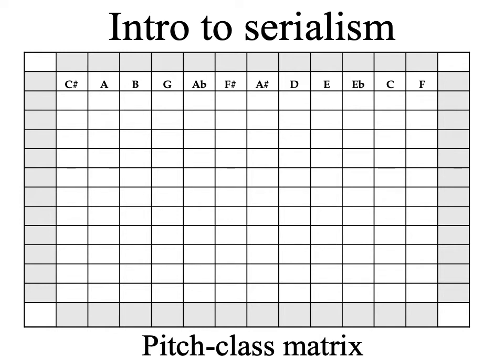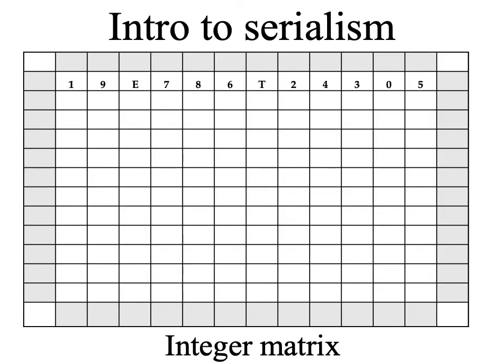And if we were analyzing, we might decide, since that's the first thing we notice melodically, we're going to put it at the top of our matrix and build our matrix off of that. Or instead, I could choose to build my matrix as an integer matrix and identify all the members by number instead of by letter name.